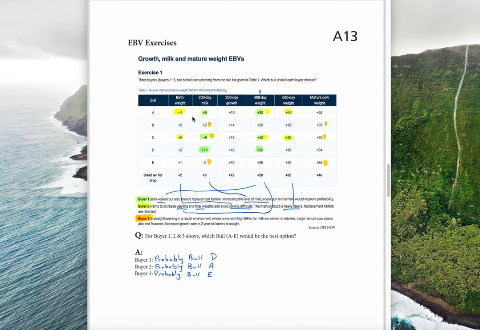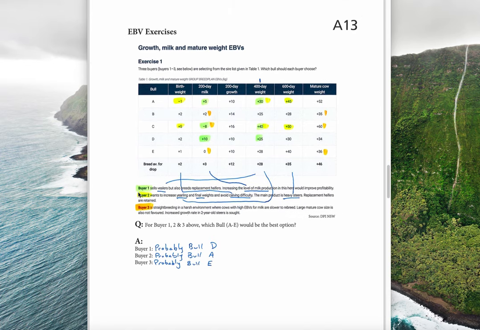So if they had to choose between ones that were very close to each other, they might choose the 400-day weight one over the milk volume. They'll decide based on their own preferences of what is more important to them. So some are more right than others, and there's not always one correct answer necessarily. But let's have a look at these.